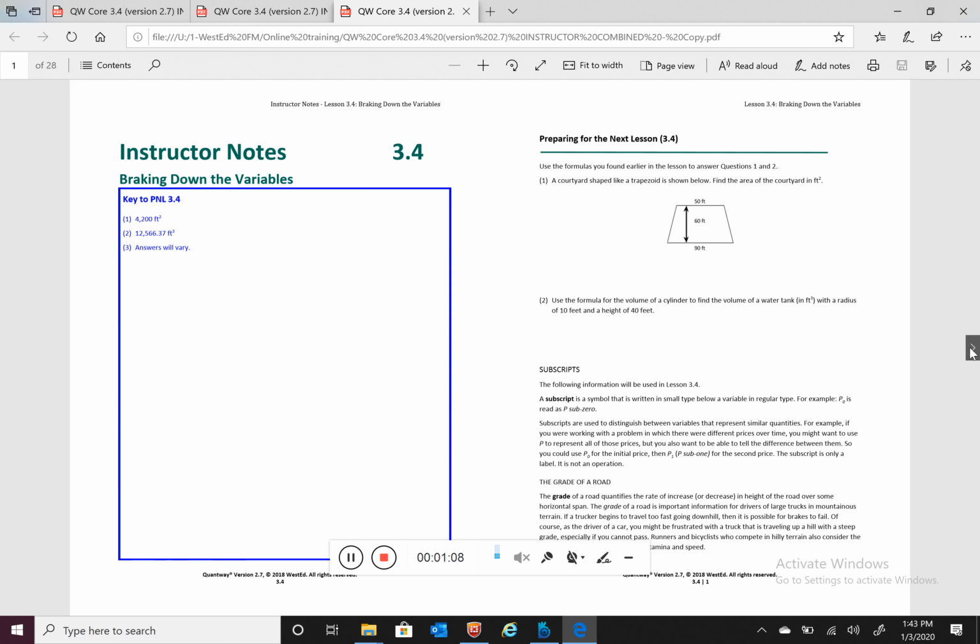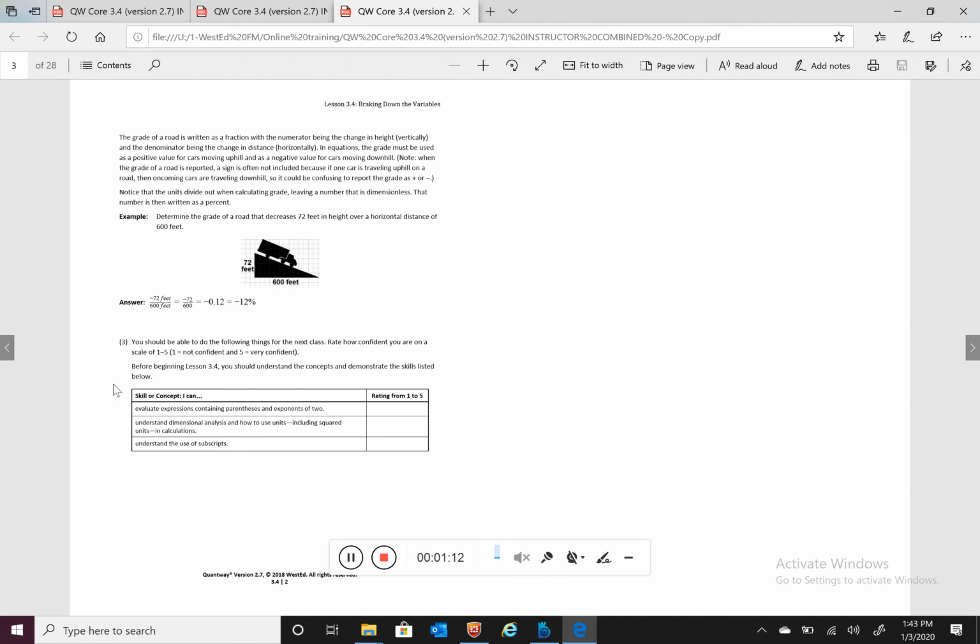I do also want to highlight on the next page, which would be page 3 of the notes, question number 3, which is the last question. This is an opportunity for students to rate themselves. It gives them an opportunity to reflect on the topics and determine how confident they are or are not, so that they understand that they may need to meet with you, review the PNL, or possibly obtain a tutor.